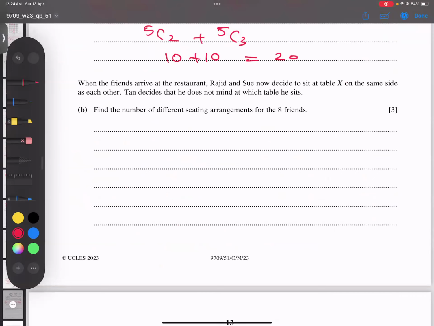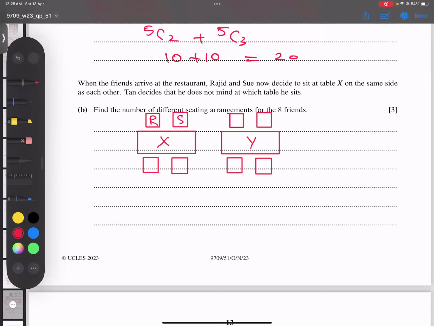Next question: when friends arrive at the restaurant, R and S now decide to sit at table X, not Y, so table X only. So this is the second possibility. Now they will sit, 100% here, on the same side of each other. So R is sitting here, and S is sitting here. And Tan decides it doesn't mind. He can sit anywhere.